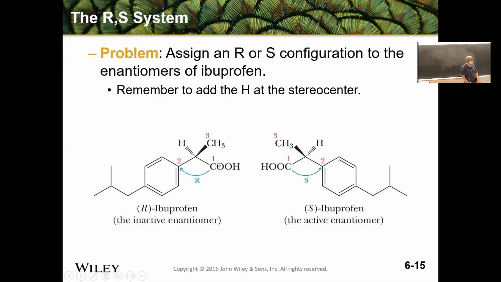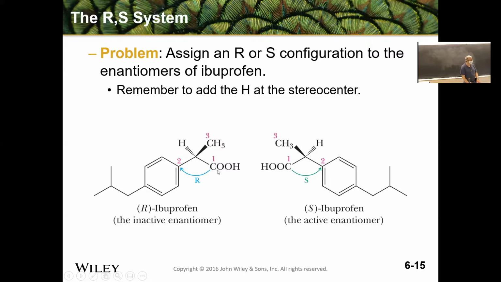And then it's between 2 carbons, one on the benzene ring, one here. But then we have a double bond to an oxygen and another oxygen. So oxygen is higher priority than carbon. So the carboxylic acid is highest priority. So it's carboxylic acid, benzene ring, methyl. And this is clockwise or R.